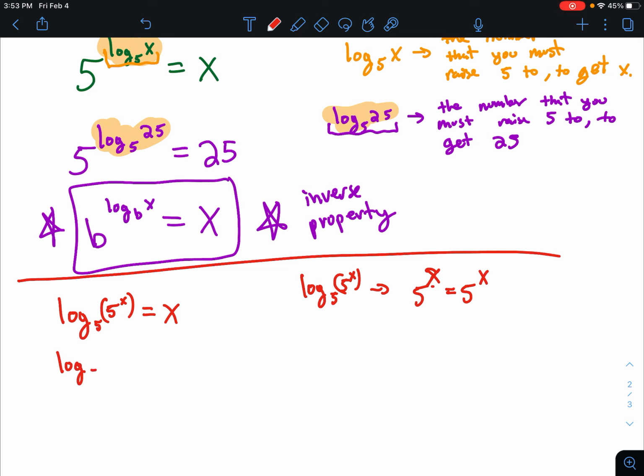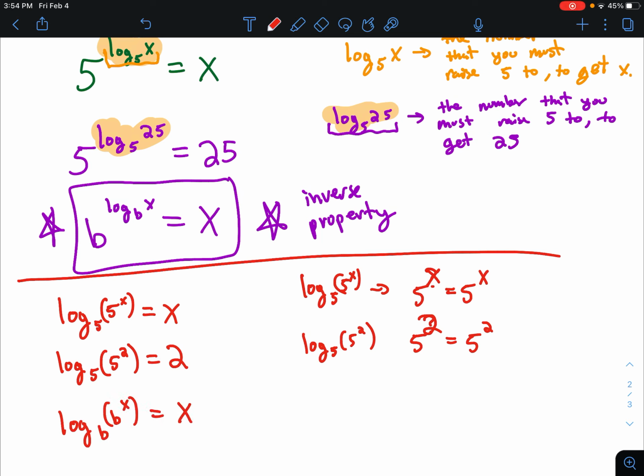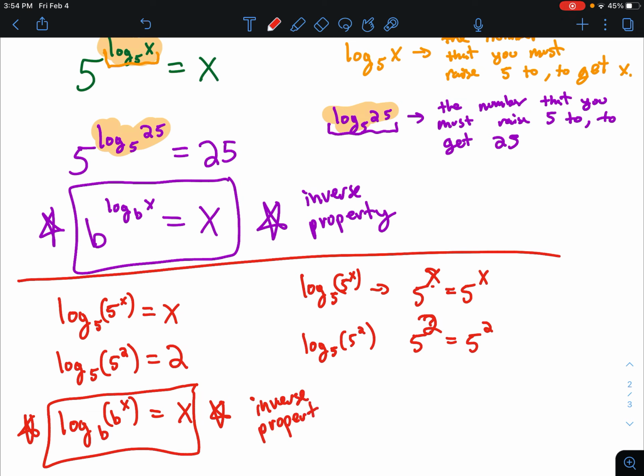Okay, let's look at an example. Log base 5 of 5 squared. Well, log base 5 of 5 squared is saying 5 to what power equals 5 squared. And of course, 5 squared, 5 to the second power. So log base 5 of 5 squared is 2. And we generalize this for our second property. Log base b of b to the x equals x. And that is our second inverse property of logs. So those are two important properties.